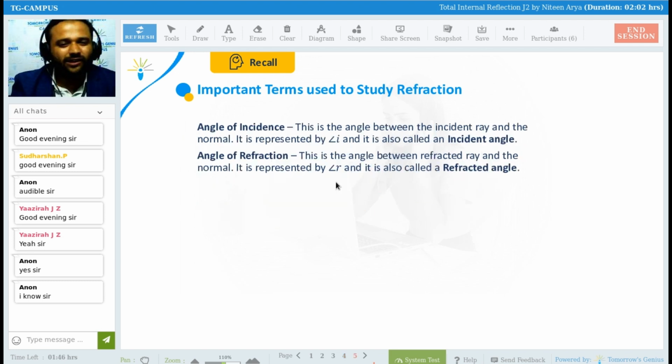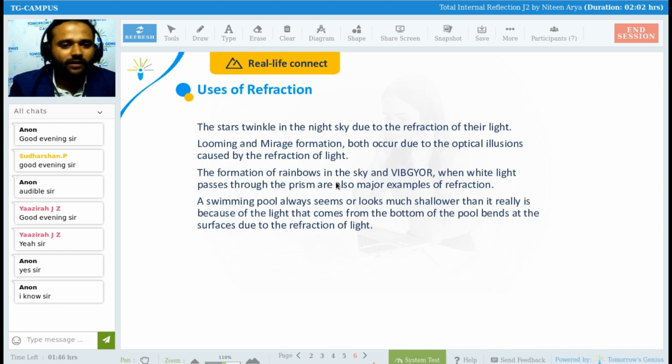Moving ahead, angle of incidence and angle of refraction are important, as they are going to be used in Snell's law. So you need to understand what the angle of incidence is. This is the angle between the incident ray and the normal, represented by angle i, and angle r for refraction. Nothing more than that, just the terminology.